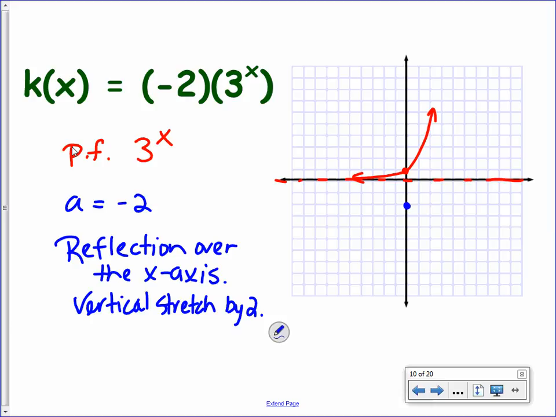But okay, so to sketch this graph, we're not moving it up or down, so the HA is still going to be at 0. And we're just going to kind of vertically stretch it. And remember, it was flipped over the x-axis. So it might look something like this.